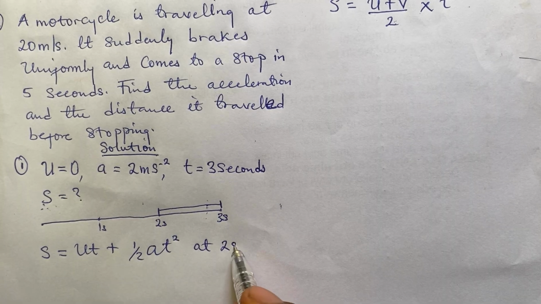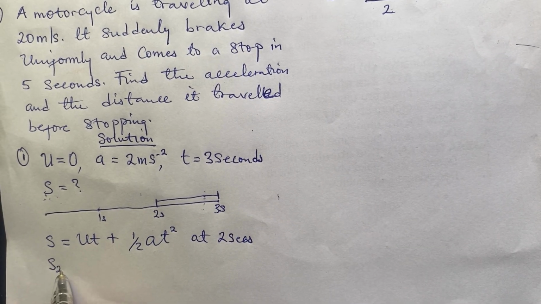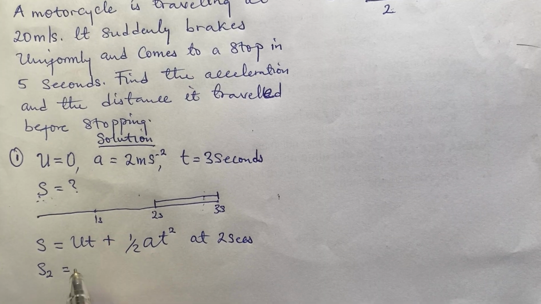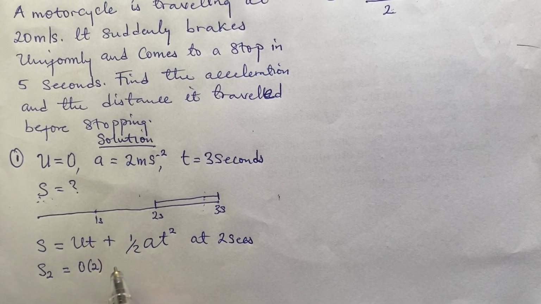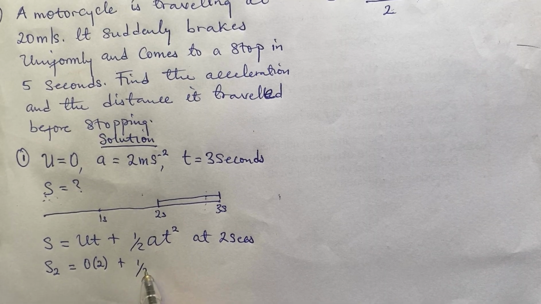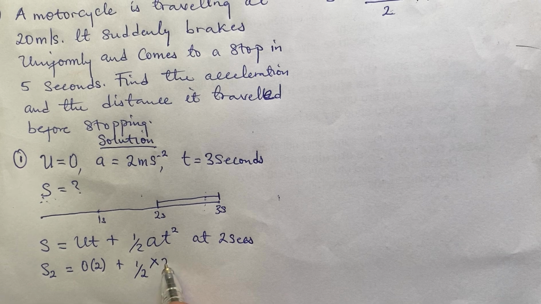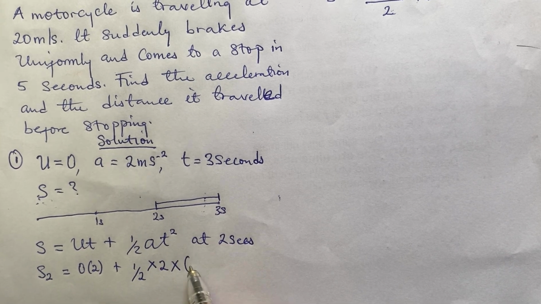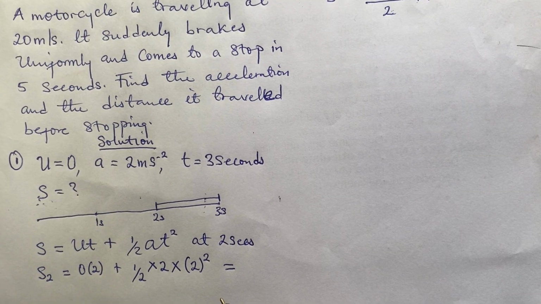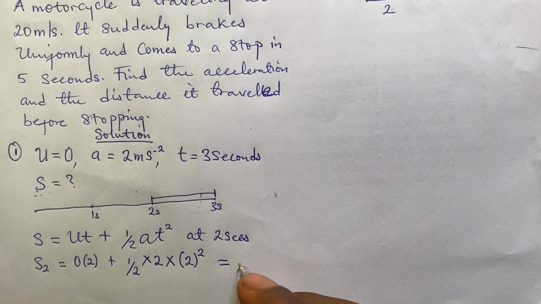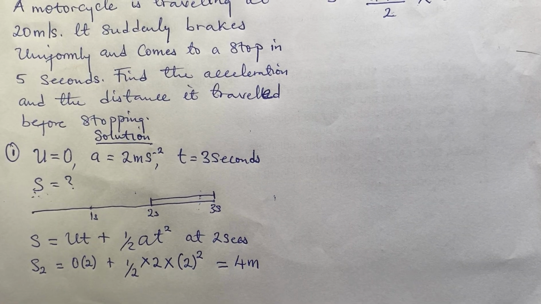At 2 seconds, you can say s2, that's distance after 2 seconds. Remember, this is 0 because the car starts from rest. All right, plus half, the acceleration is 2, times the time, which is 2. So this is going to give us 4 meters. All right, this is after 2 seconds.